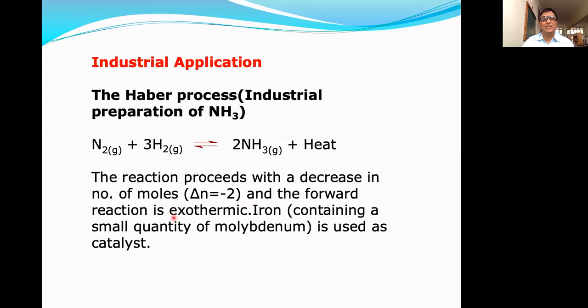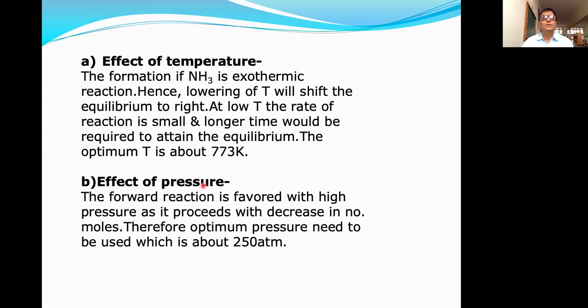And the forward reaction is exothermic because some amount of heat is evolved during the formation of ammonia gas. Now, iron containing a small quantity of molybdenum is used as a catalyst. First, we will discuss the effect of temperature. The formation of ammonia is an exothermic reaction, hence lowering of temperature will shift the equilibrium to the right hand side.